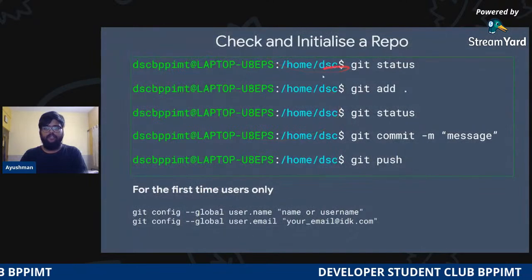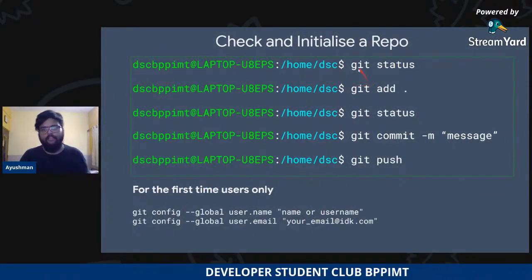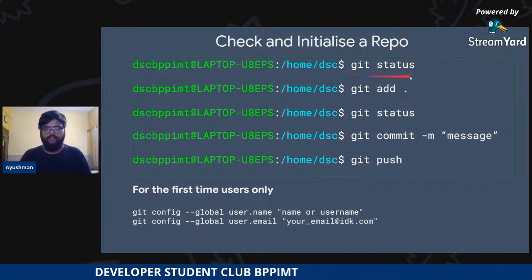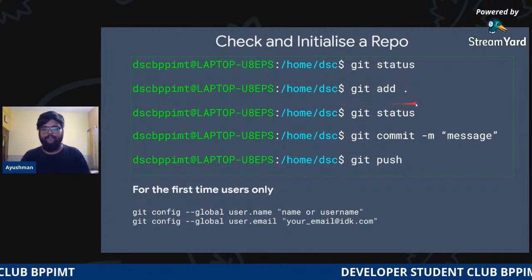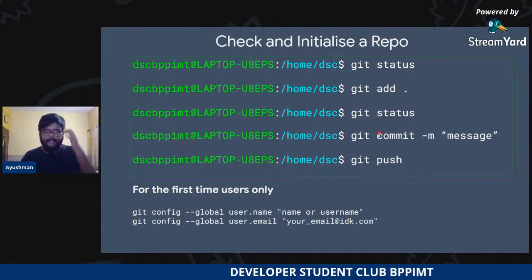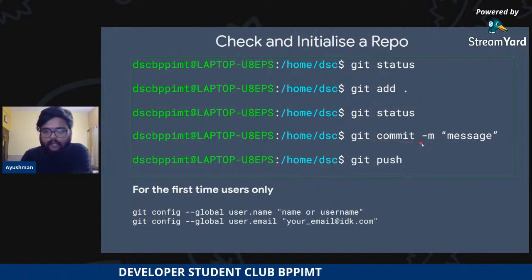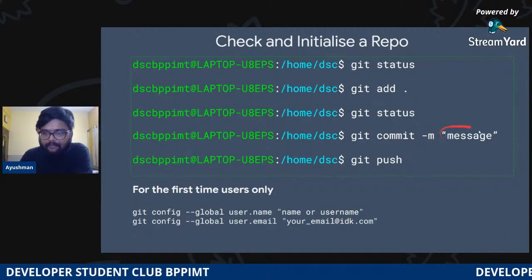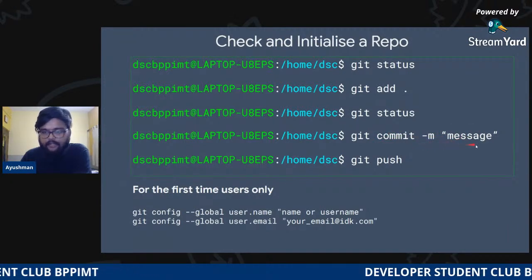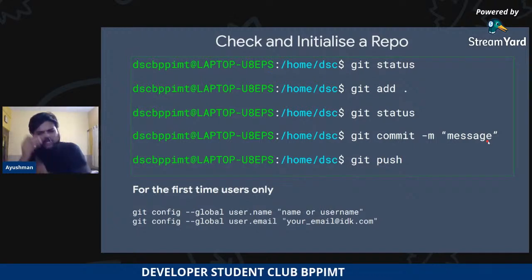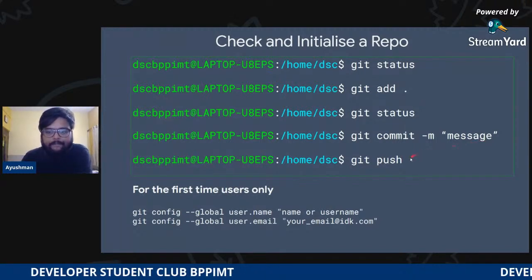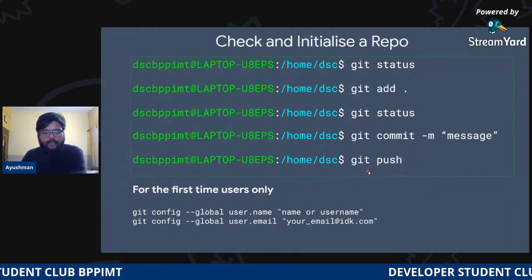So yes, here are the codes that we will be writing. First we will check the Git status, then we will add our files. Again, we will check the Git status, then we will commit our changes, and we'll add a message while committing. This is really helpful when we work on big projects, and meaningful comments are really important in that case. And then we can do a git push.